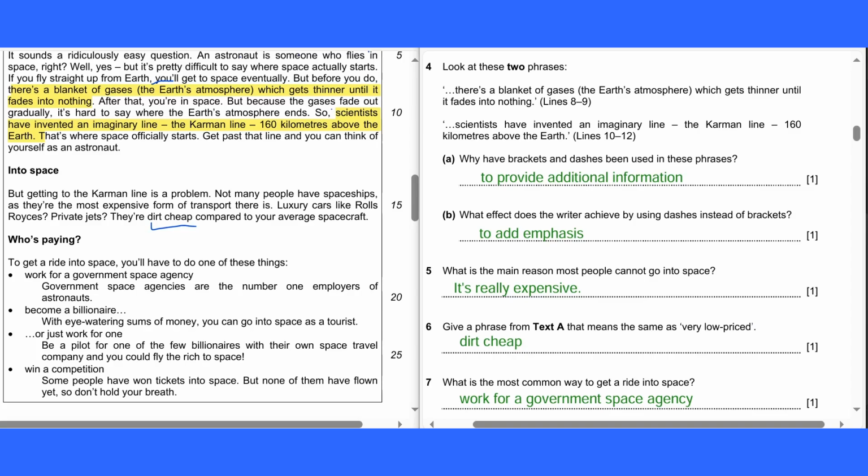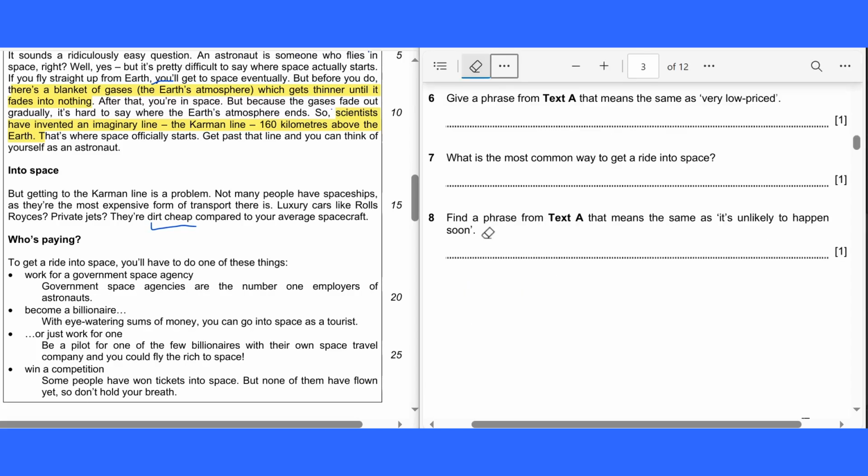Alright, let's move on. So we already got the answer for number 7: work for a government space agency. That is the most common way to get a ride into space. Now we want to see question 8. Okay, so question 8, find a phrase from text A that means the same as it's unlikely to happen soon. 10 seconds from now.